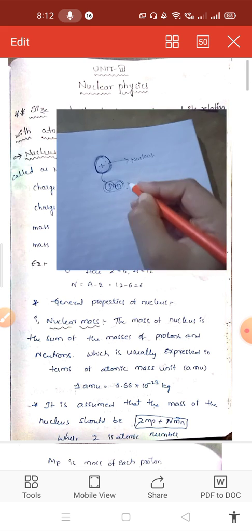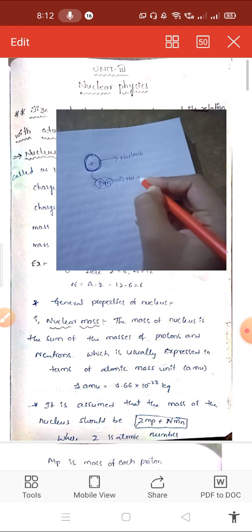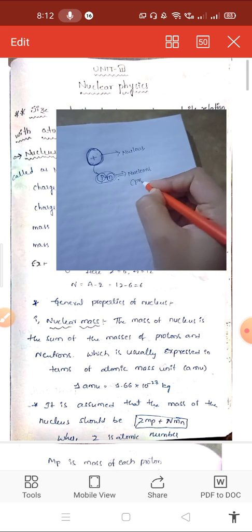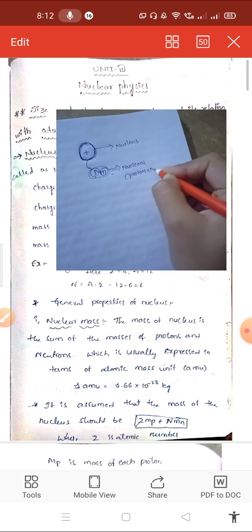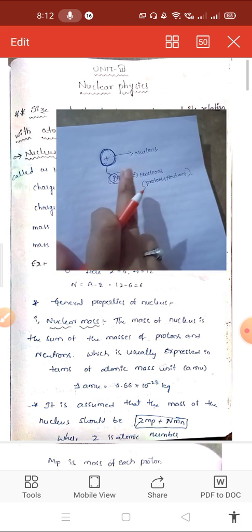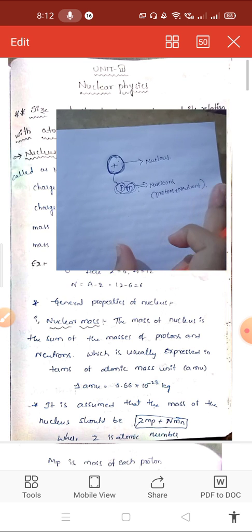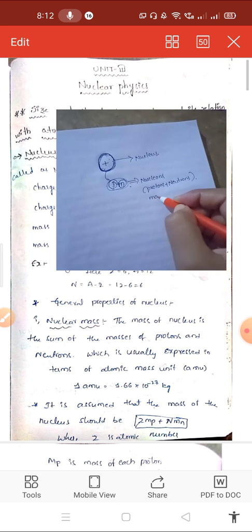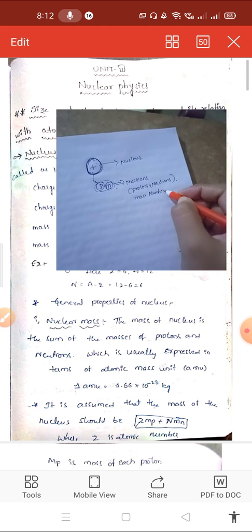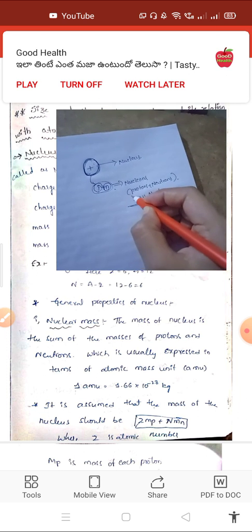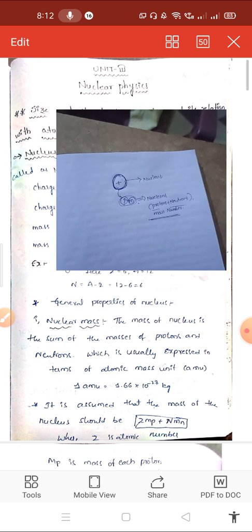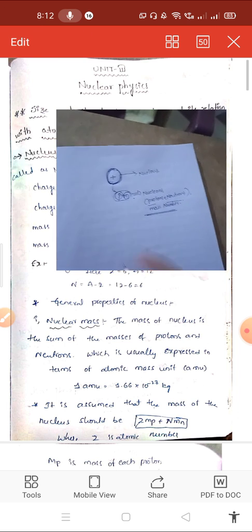The combination of protons and neutrons is also called nucleons. Nucleons means what, Nana? Protons plus neutrons are called nucleons. The total number of nucleons present in the nucleus is called the mass number. The total mass of the nucleus can be considered as the addition of protons and neutrons. Now the total number of only protons present in the nucleus is known as the atomic number.